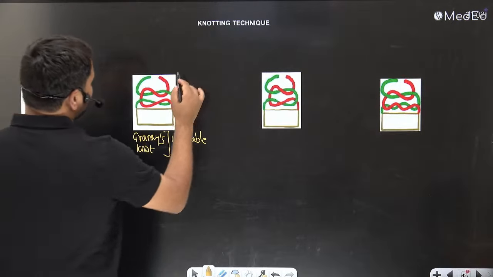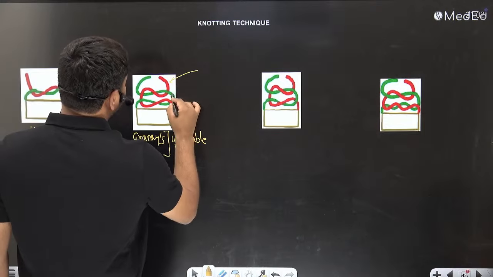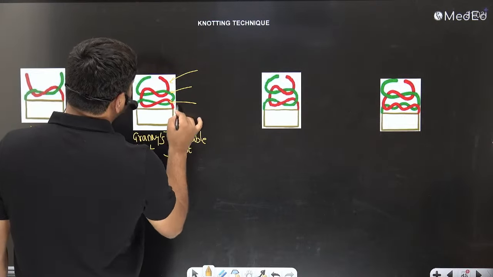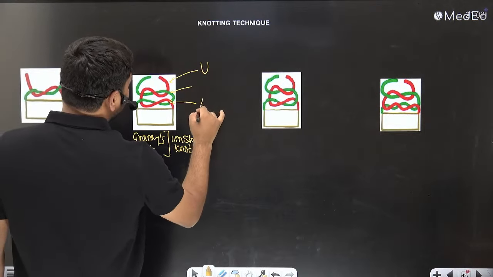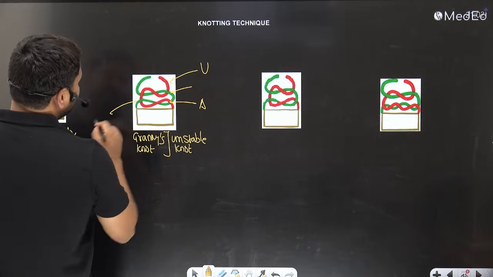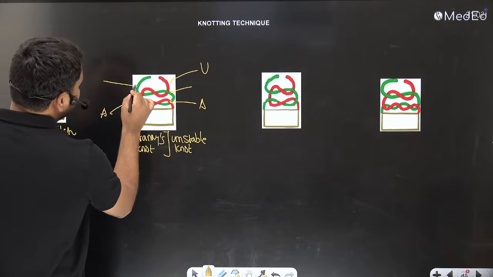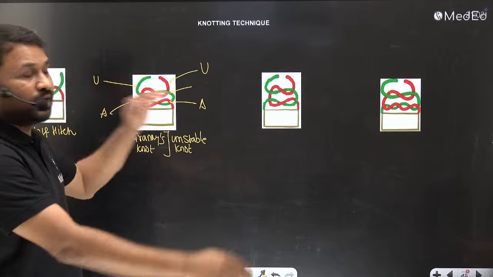Now, how do you see across here? You see the red thread is going under the green loop. Here, the red thread is going over the loop. This is under, this is above, right? Here, the green thread is going above. Here, the green thread is going under the loop. So, one up, one down, it is granny's.